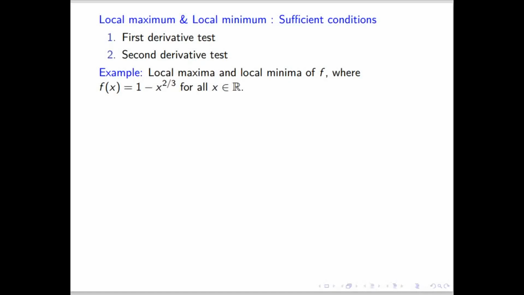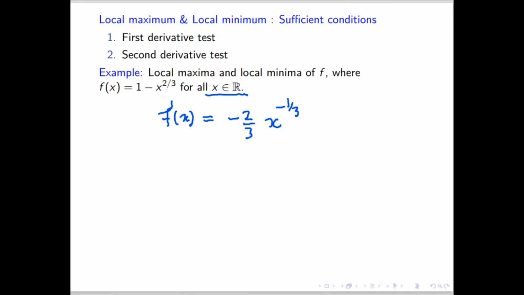For this function f(x), defined for all real numbers, I want to check where the maxima or minima are. So what is the differentiation of f(x)? The derivative involves x to the power minus 1 by 3. Now give me the point where this derivative is 0. Is there any point where it is 0? Some say x equal to 0, some say x equal to 1. No, there is no point.